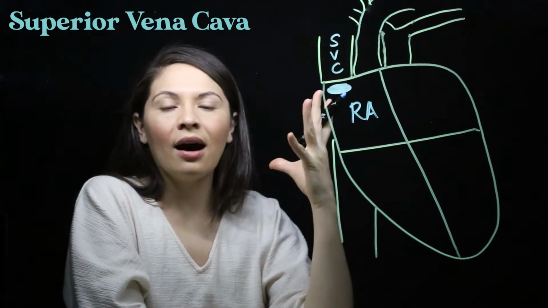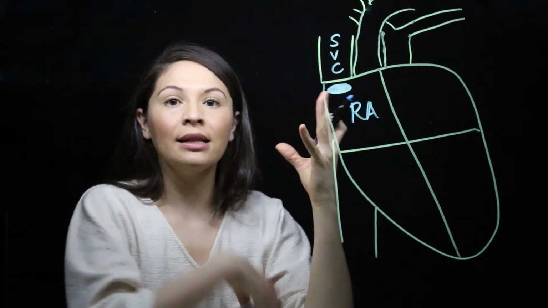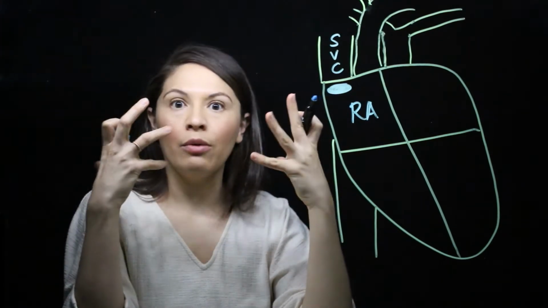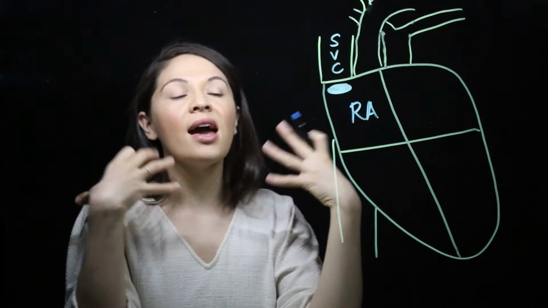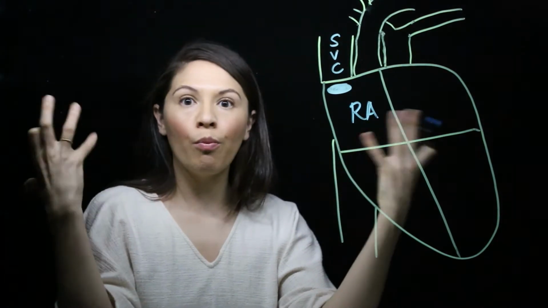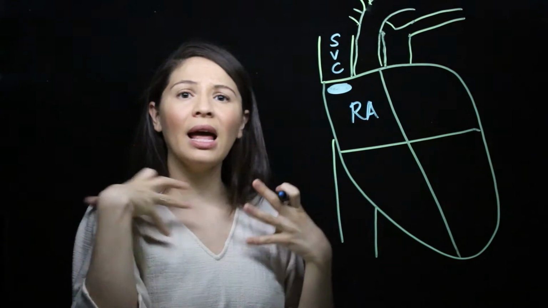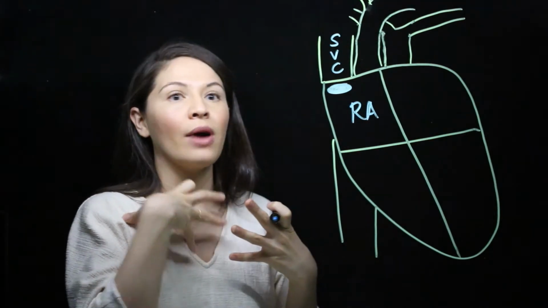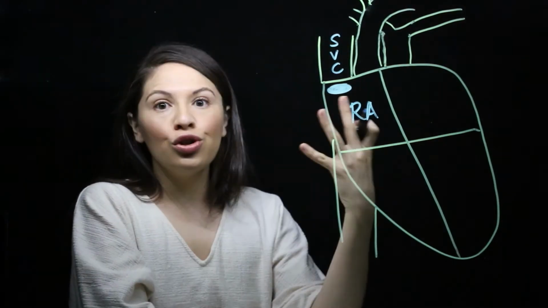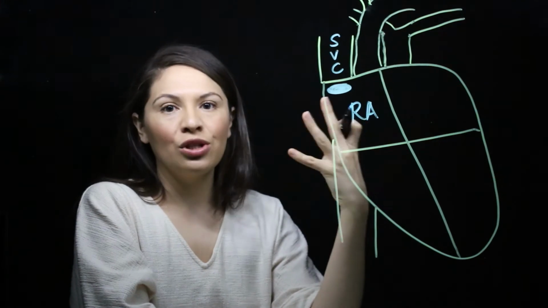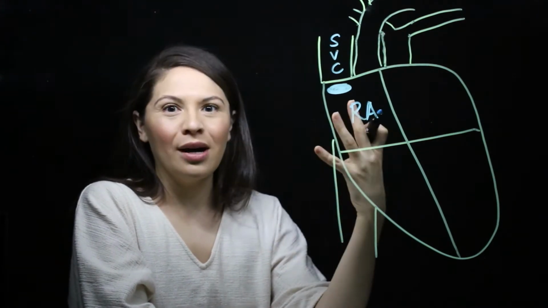The superior vena cava is a large vein that drains the head, so that would include your brain, it does the neck, it does your shoulders, so both of your upper limbs, so your hands, forearms, arms, shoulders, and a bit of the upper thorax, so your rib cage. So that's your superior vena cava, so that's bringing deoxygenated blood back to the heart.